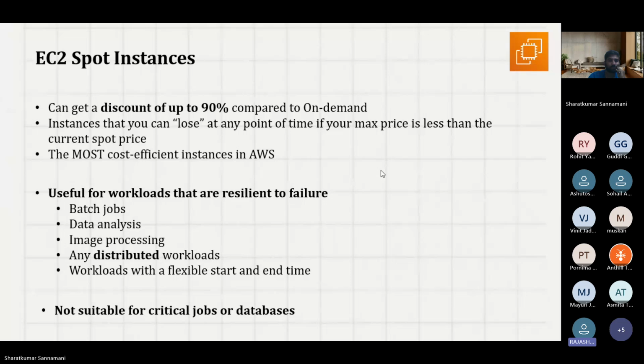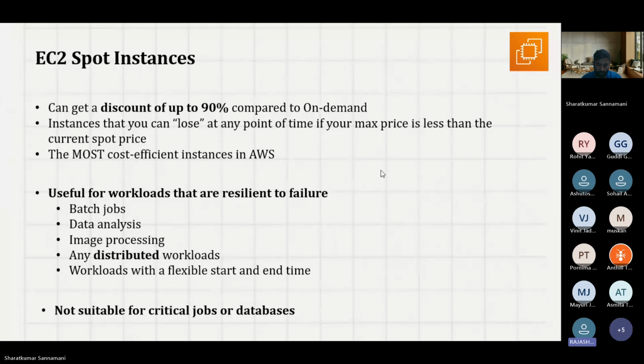The base price will be minimum. Then the customers bid: I'm going to give this much amount for this capacity. Whoever bids more will get the capacity, meaning they will get that instance type. That is what spot instances are. It is like a flight: tomorrow there is a flight and some tickets are left, so they release the tickets at discount prices. Whoever comes first will get it. Spot instances are like that.